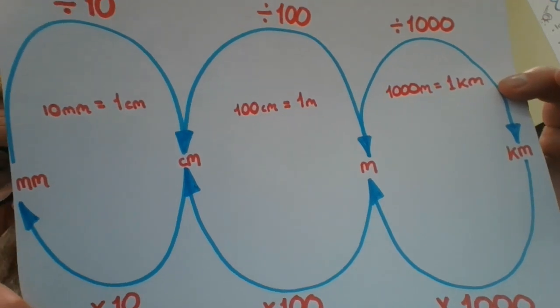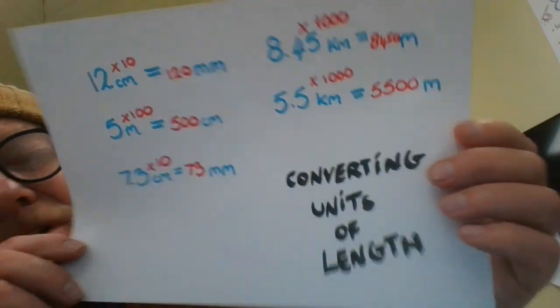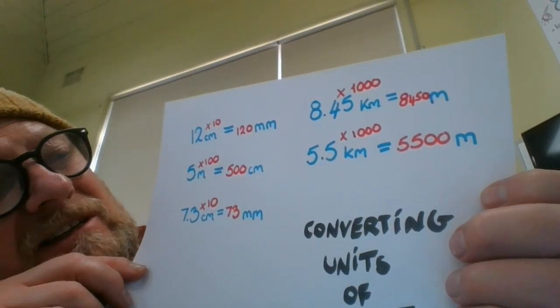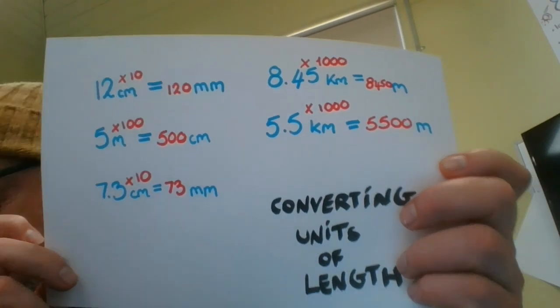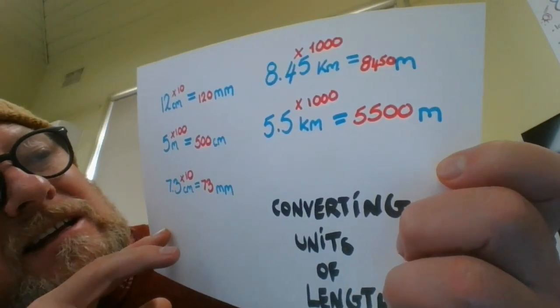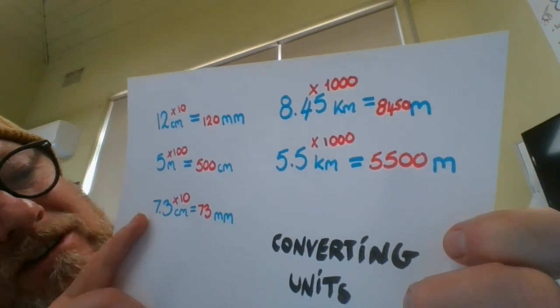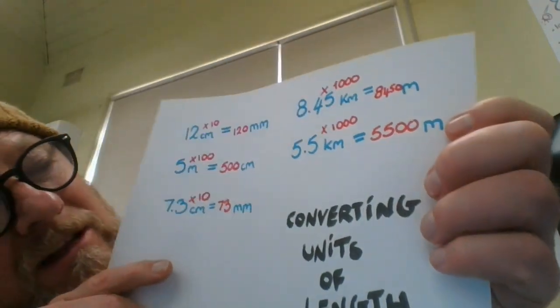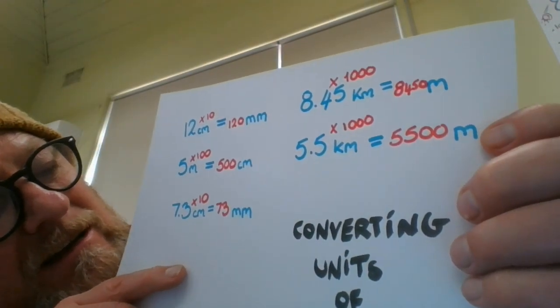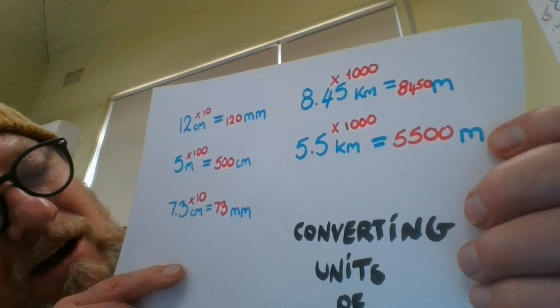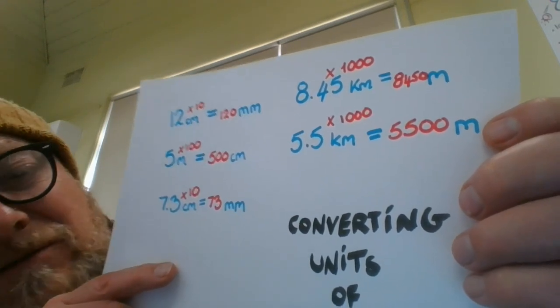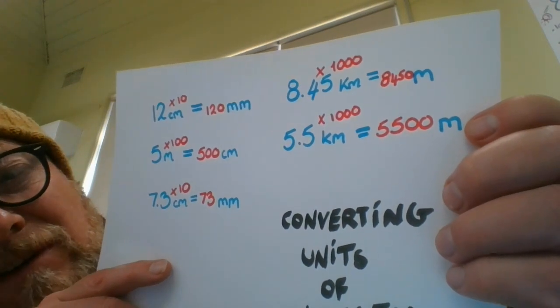And let me show you how this looks in practice. I've done some sums here, converting units of length. 12 centimetres equals, and to find out the millimetres, we have to times it by 10, so it's 120 millimetres. Then I've converted 5 metres, and to find out how many centimetres, we have to times it by 100, and that equals 500 centimetres. And 7.3 centimetres, we have to times that by 10 to find out the millimetres. So that's 73 millimetres.